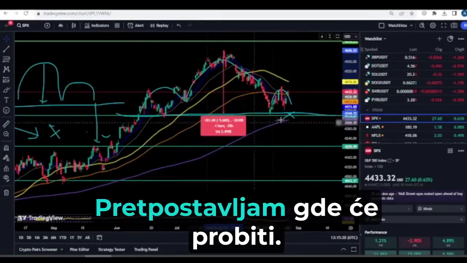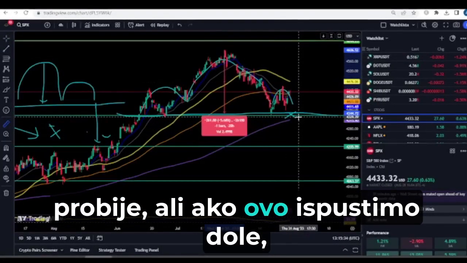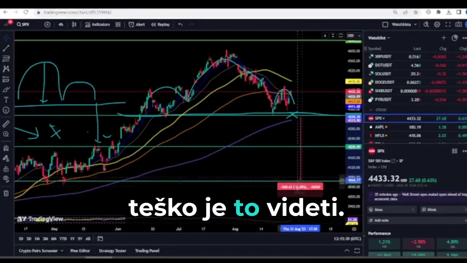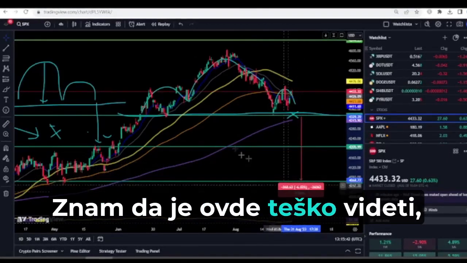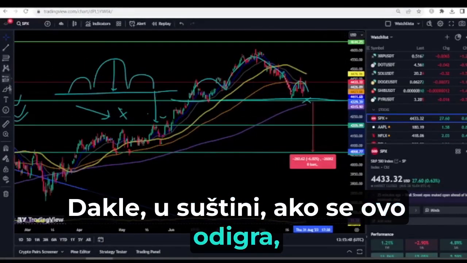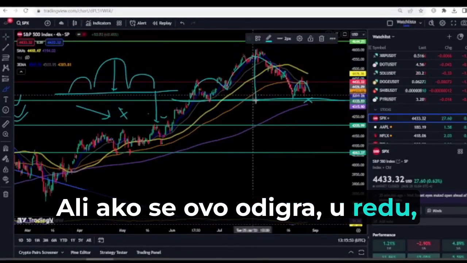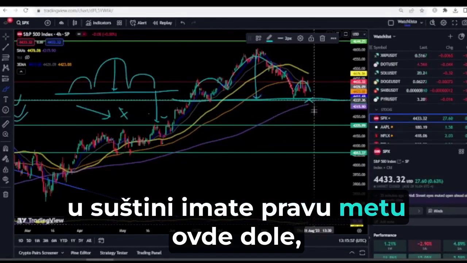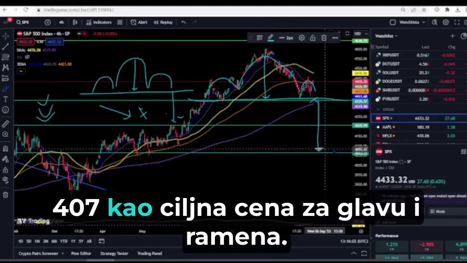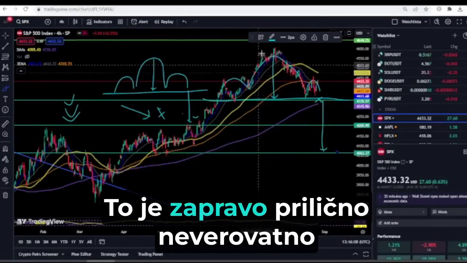Now, please understand, I'm guesstimating where it's going to break. We don't know, but you have to do the measurement once it breaks. But if we drop this down, you're looking at a drop of right there. So again, folks, I know it's hard to see here, but essentially, if we zoom out, there you go. If this plays out, you have essentially a target of right down here, at 407 as a target price on the head and shoulders. So that's pretty crazy, guys. That's actually pretty amazing right there.